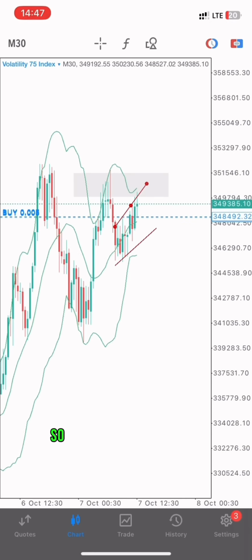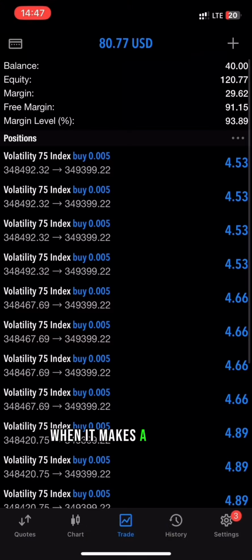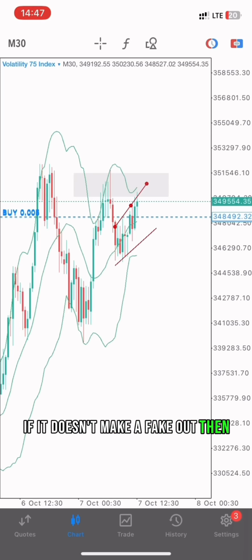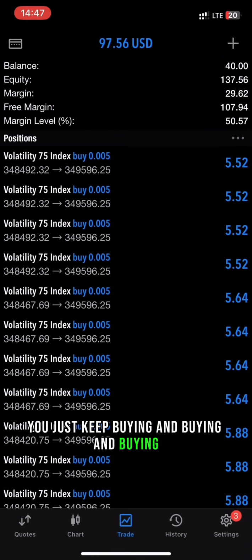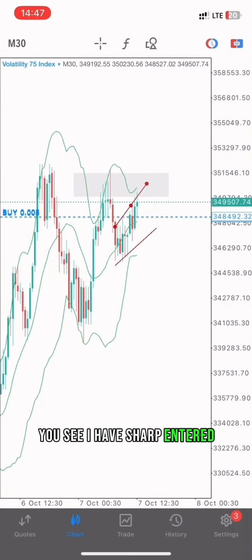So how will you see that it's going to sell? You will see that when it makes a fake out. If it doesn't make a fake out, then there's no selling for you. You just keep buying and buying and buying. So right here you see I've sharp entered.